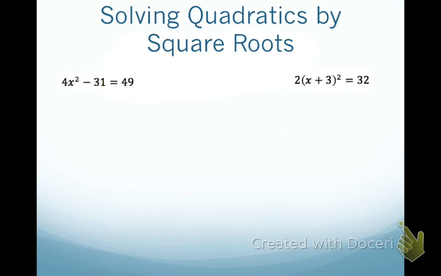Okay, next we're going to solve by taking square roots. So notice first of all that in this first problem, we only have an x squared. We don't have an x anywhere. Same thing with this second problem, we have something squared. We don't have any just x's that aren't in a squared situation.